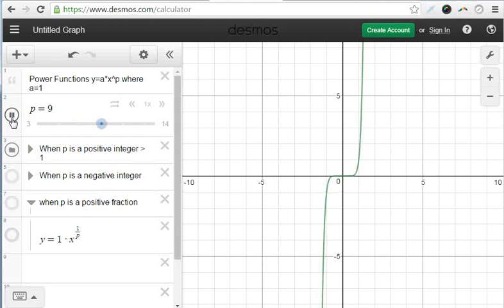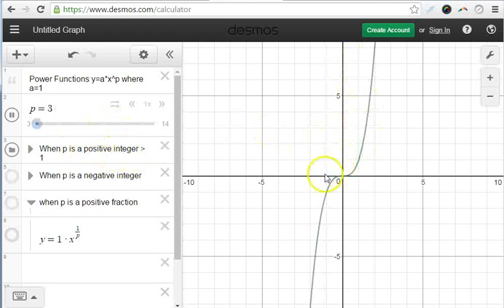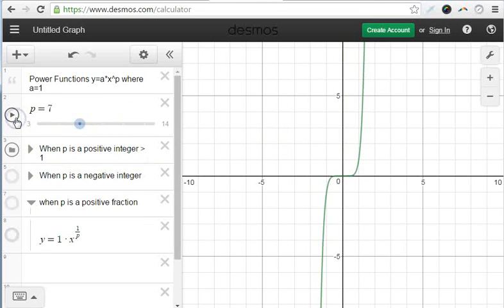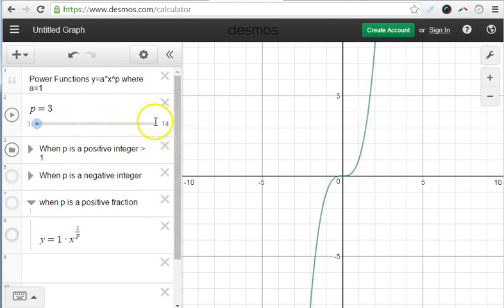And as you can see, this is what the shape of the graph looks like, no matter what power p is, as long as it's an odd integer power. Okay, and it seems like as p increases, this chair-looking thing gets slimmer and slimmer as p increases.